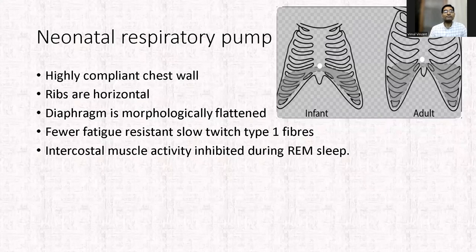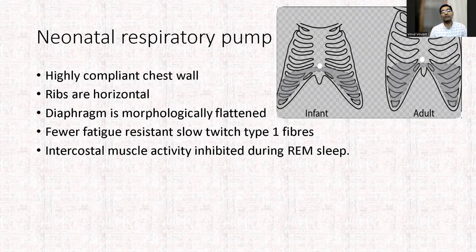Coming to the lung volumes, before that, we'll go to some unique features in neonatal ventilation. Newborn ventilation is not as effective as adult ventilation. The most important cause is the highly compliant chest wall. The newborn rib cage is mostly composed of cartilage, so it is very soft and not as sturdy as the adult rib cage. As a result, during inspiration, there is indrawing of the rib cage, and it is not able to produce as high an intrapleural pressure as in adult ventilation.